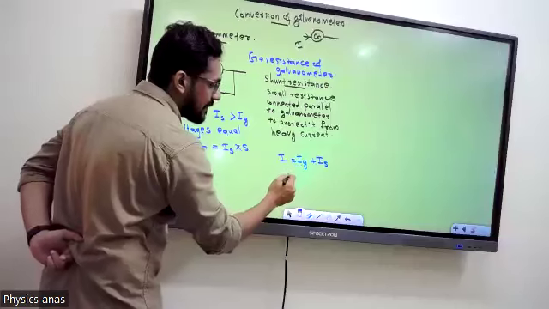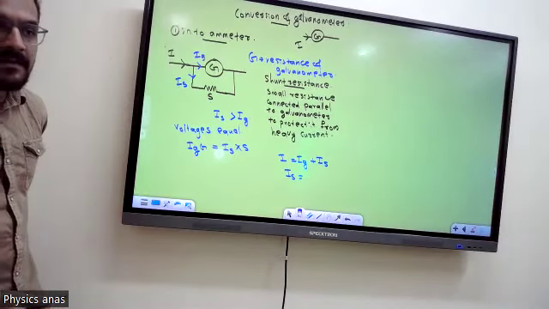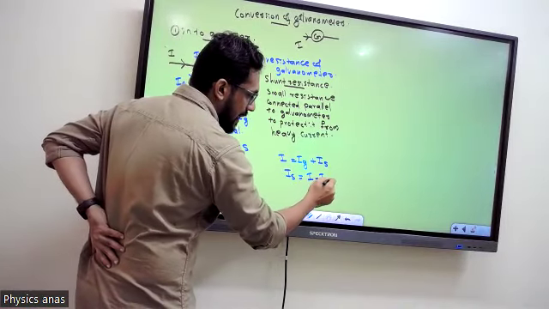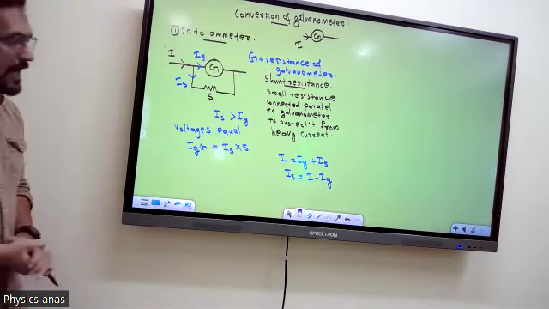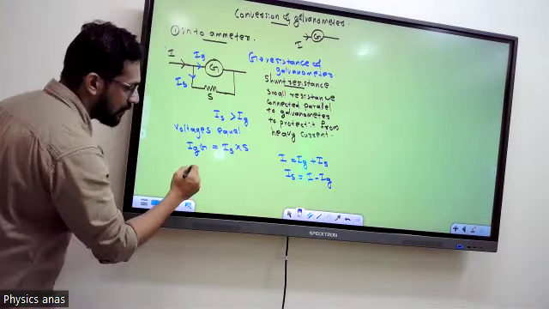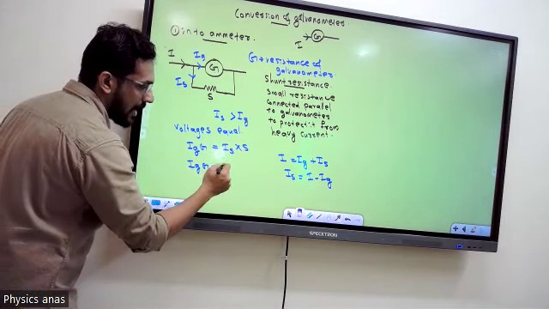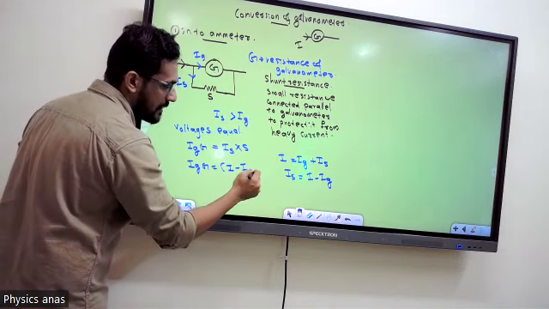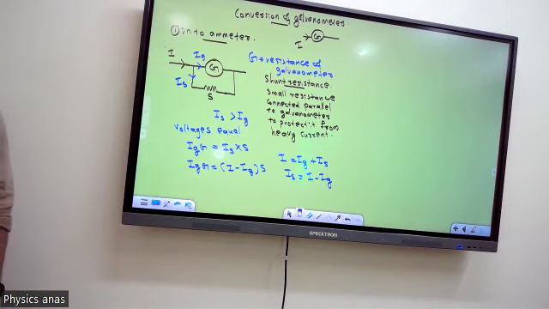Then what is Is? Is will be I minus Ig. Okay? So I will write it: Ig into G is equal to Is into S, where Is is I minus Ig. So Ig G equals I minus Ig into S.